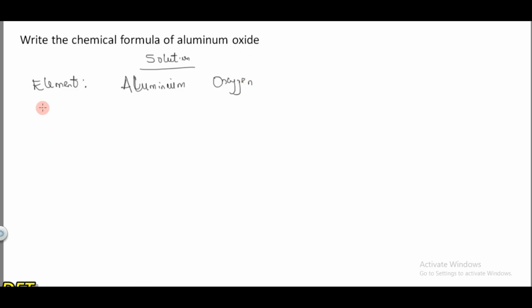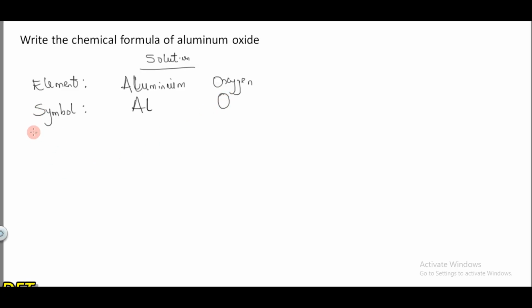Then the next step is to write out the symbol of these elements. So aluminium is Al, that's the symbol. Oxygen is capital O, right? This is the symbol for aluminium, capital letter A, small letter l, and oxygen is capital letter O.